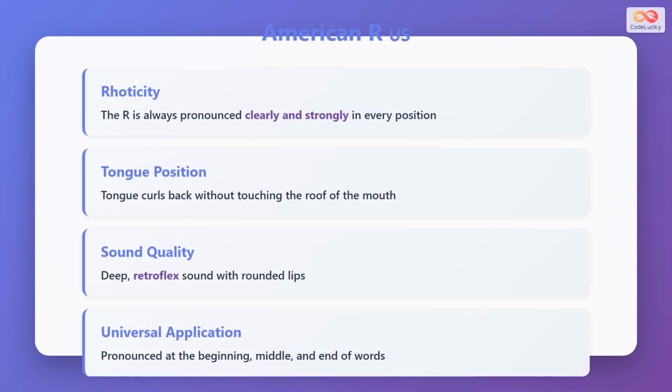American R has four main characteristics. First, rhoticity means the R is always pronounced clearly and strongly in every position of a word. Second, the tongue curls back without touching the roof of the mouth. Third, it produces a deep retroflex sound with rounded lips. Fourth, the R is pronounced at the beginning, middle, and end of all words.